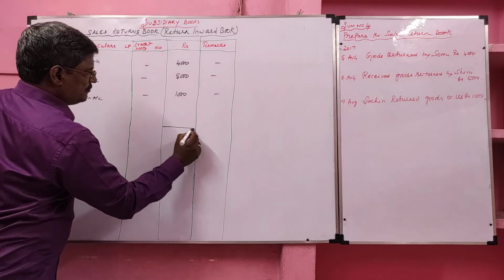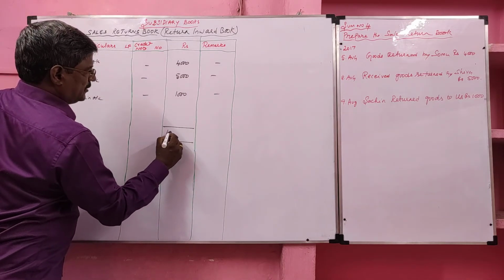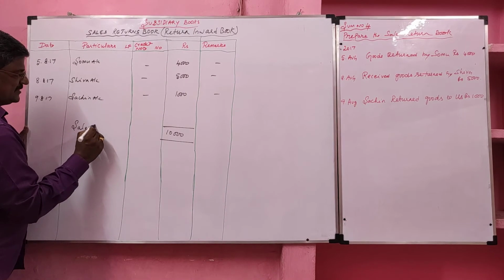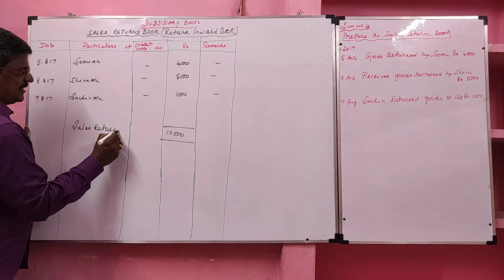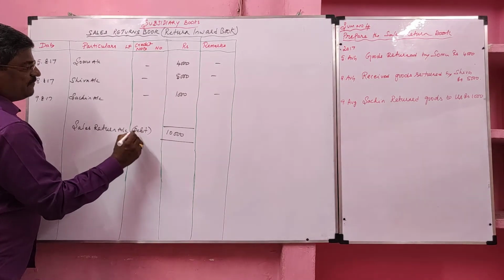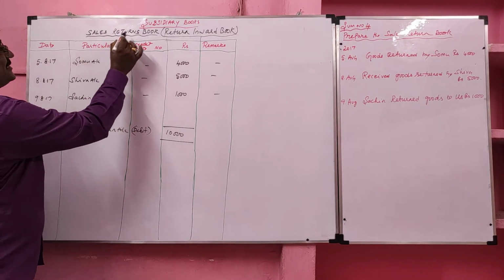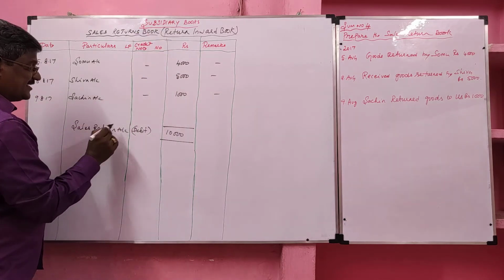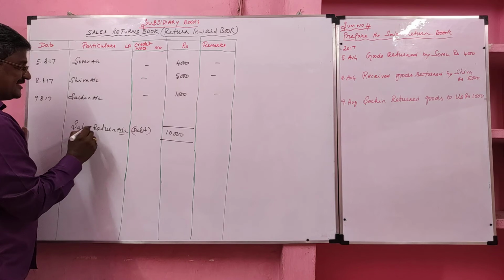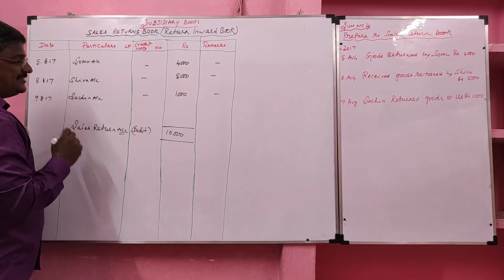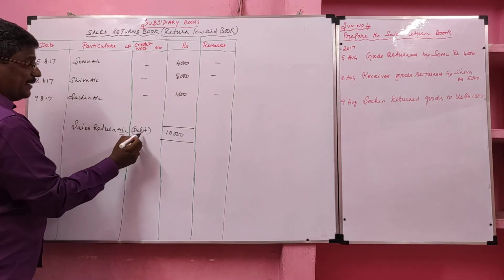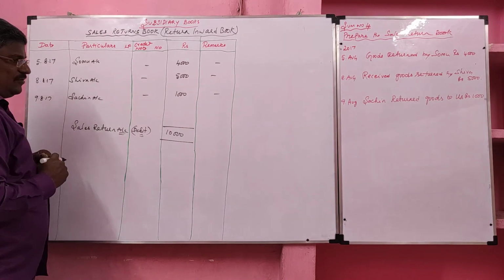Then we should make the total, 10,000. Sales return account debit. Students, very important: sales return book is different, sales return account is different. Sales return book is a subsidiary book, sales return account is a ledger account. The total of sales return book should be debited to the sales return account.